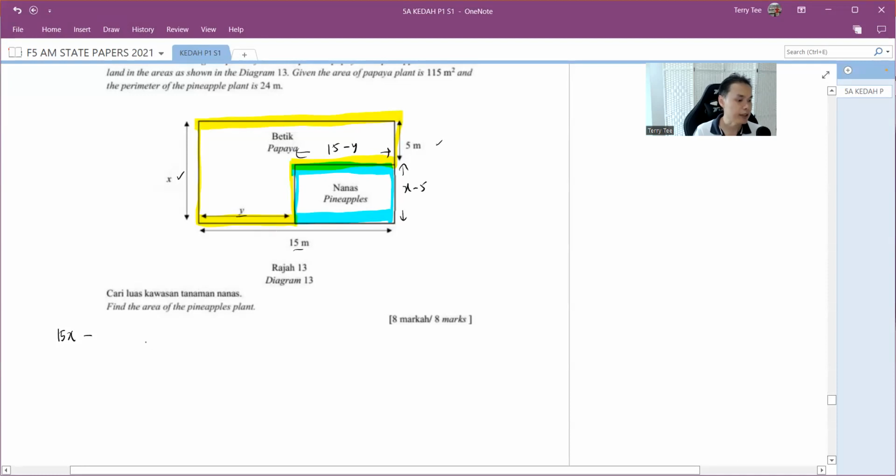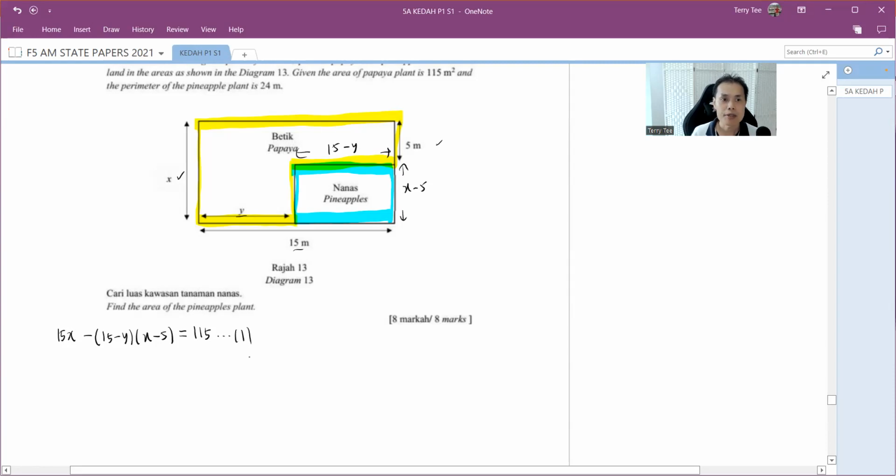So we need to take 15x, subtract 15 minus y, multiply with x minus 5. And the result must equal 115. Now, I'm not going to expand this for now, because I know some of you may want to expand first, but when you expand first, I think the working might be a bit longer, so I'm going to leave it out. Call this equation 1.